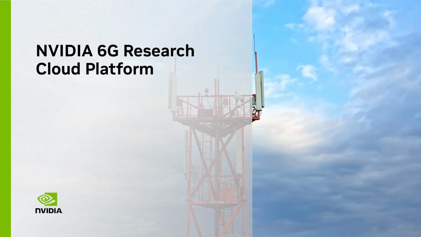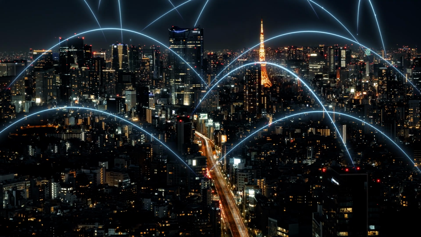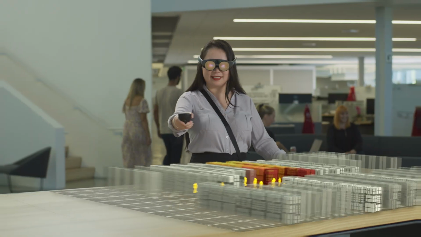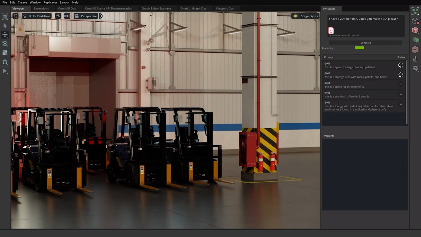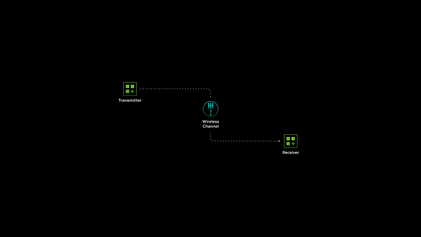6G wireless will provide increased speed, capacity, and reliability to support a new generation of applications powered by AI. To unlock the potential of 6G, we need a dramatic improvement of how signals are transmitted and received. AI and machine learning will be the cornerstone of this revolution.